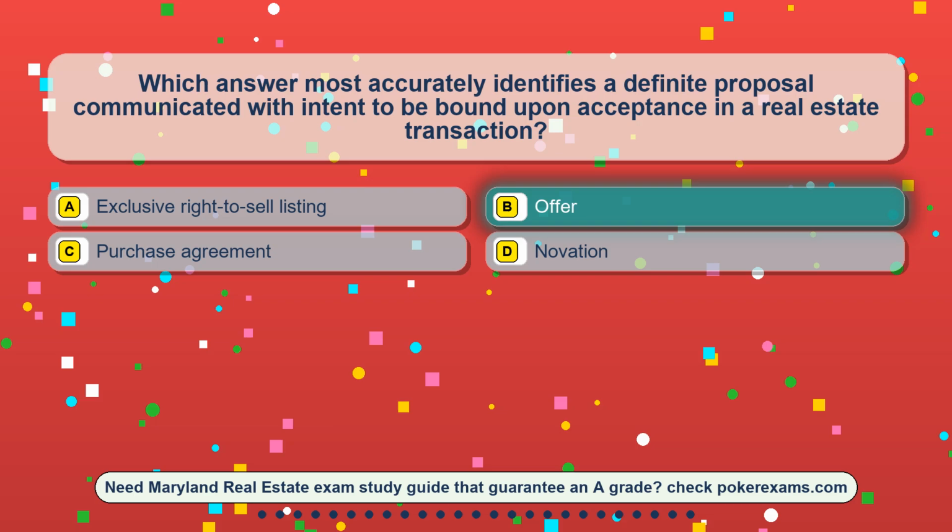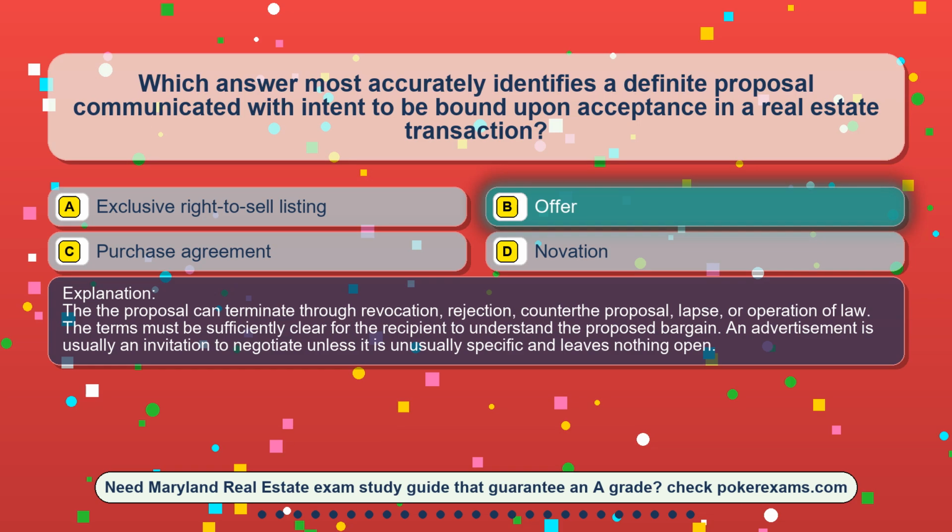The correct answer is option B, offer. The proposal can terminate through revocation, rejection, counter-proposal, lapse, or operation of law. The terms must be sufficiently clear for the recipient to understand the proposed bargain. An advertisement is usually an invitation to negotiate unless it is unusually specific and leaves nothing open.